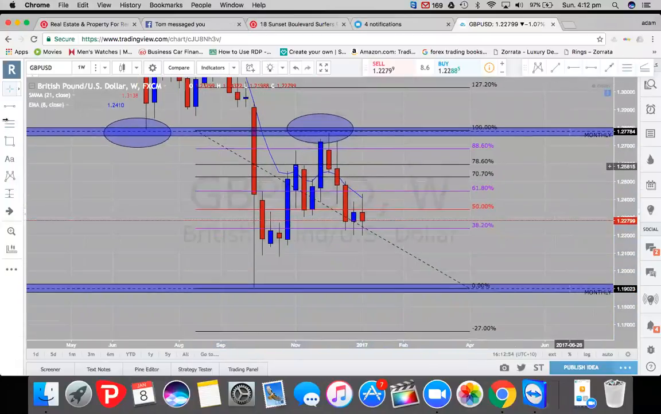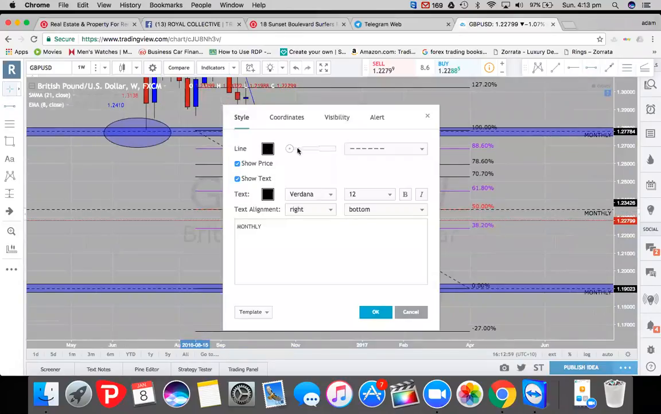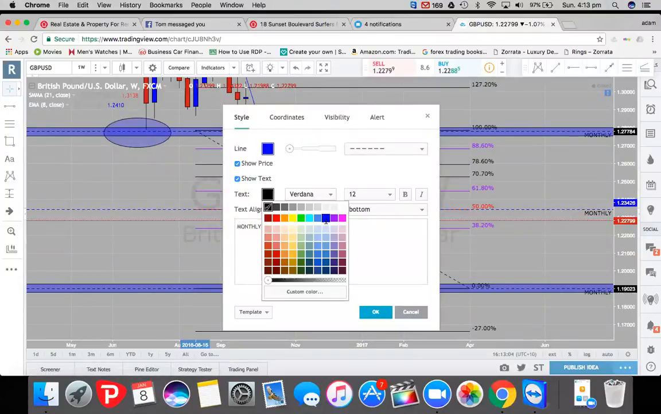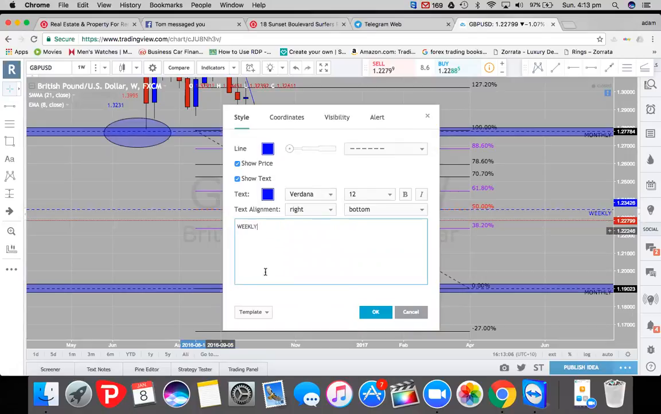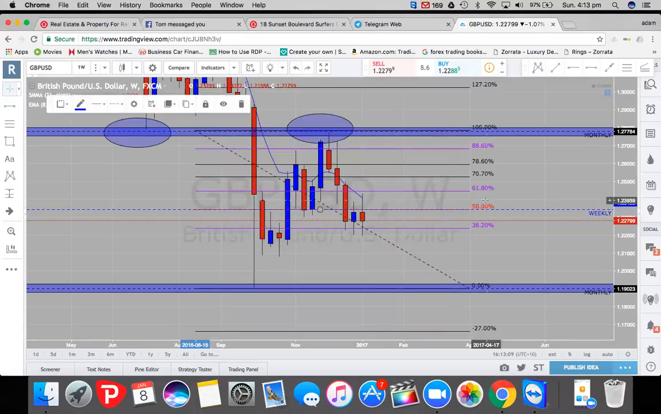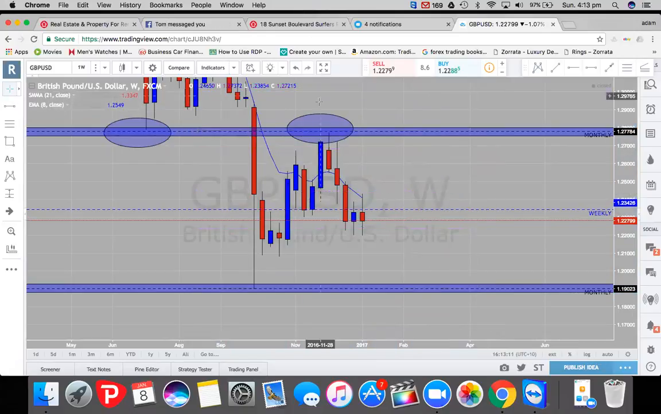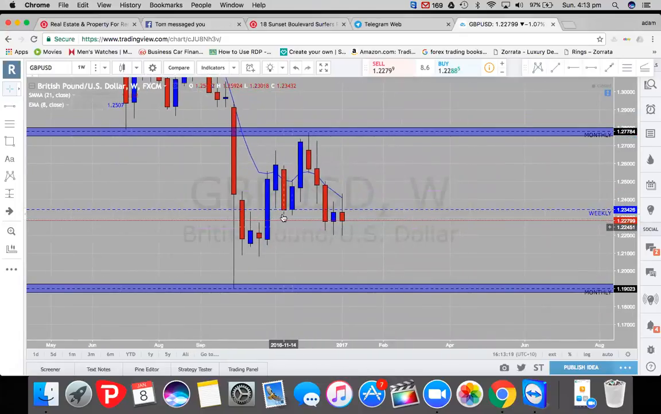And what I do now is plot the 50% PRZ as a weekly support and resistance line, okay? So I change this down to blue, get him out, call him weekly, okay? So bang on the 50% PRZ. So you can get that fibs off the screen, okay? And straight off the bat, guys, you can see how well respected this weekly is. Respected here, respected through here.